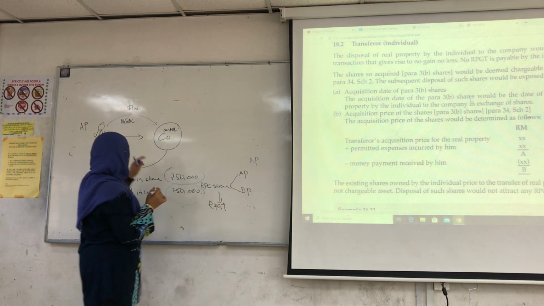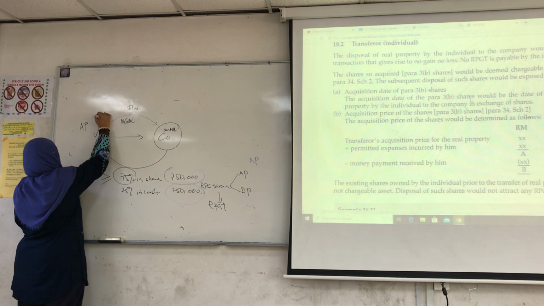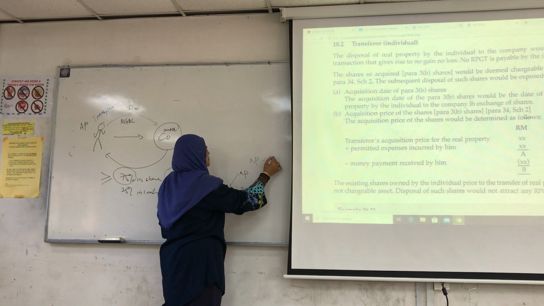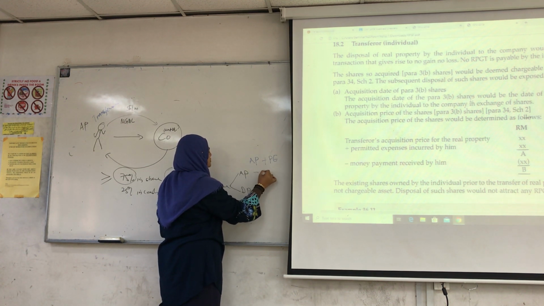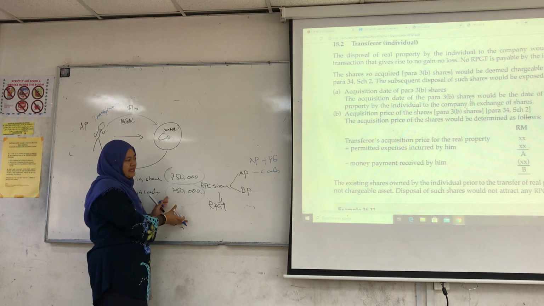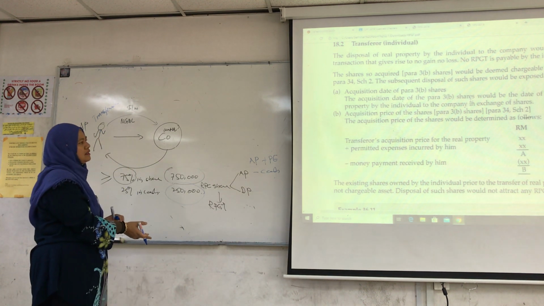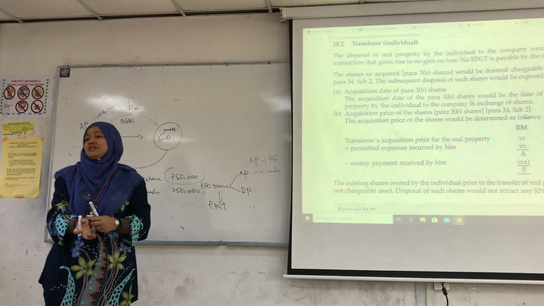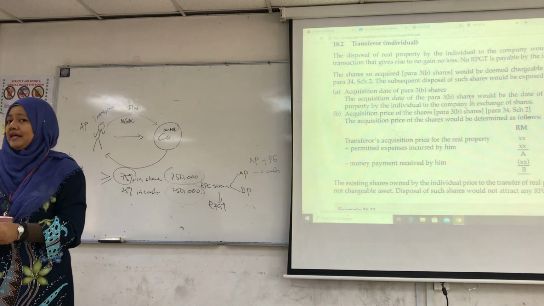In this case, what do we call this one? This one is the transferor. So AP of transferor plus PE of transferor minus cash. Cash refers to the amount that you receive on the transfer of the shares. So that will be the acquisition price. What about disposal price? The disposal price is the disposal price of the shares, how much you can sell the shares for.